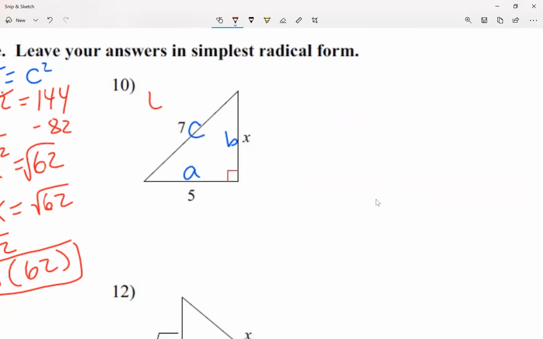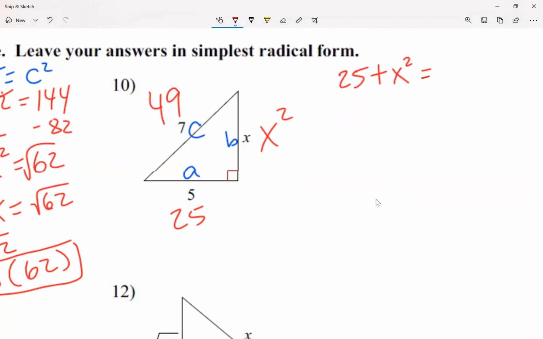7 times 7 is 49. X times X, X squared. 5 times 5, 25. I multiplied everything by itself. And I'm going to have that 25 plus X squared is equal to 49. I want to have the X squared by itself, so let me subtract the 25. Right, notice I switched the sign. X squared is equal to 24.